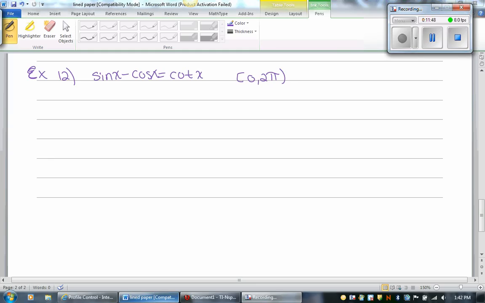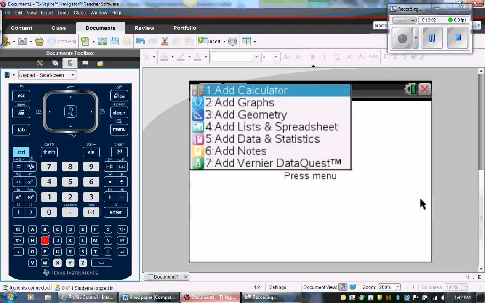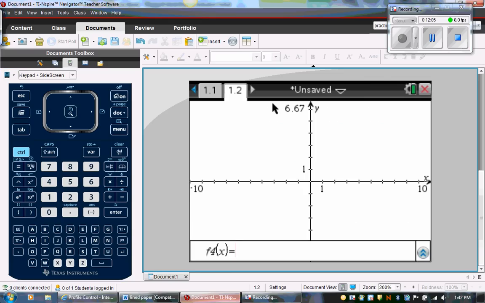Okay, so here's our last example. We've got sine x minus cosine x equals cotangent x. And we're actually going to take a look at this graphically instead of algebraically. So what I'd like you to do is go ahead and insert a graphs page into your calculator. And we're going to look at this two different ways. We're going to look at it as two separate equations and then finding the intersection points. And we're also going to look at it in terms of when we take the equation and set it equal to 0 and then look for the zeros of the equation.